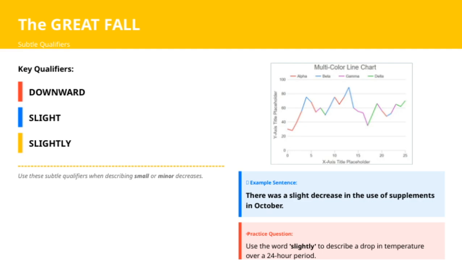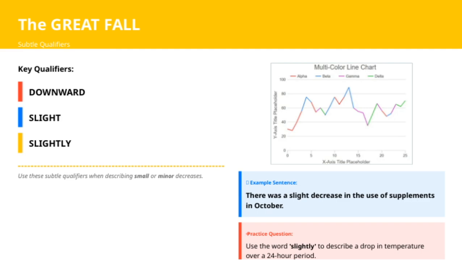On this slide, I want to highlight how we can describe small changes in data, specifically using the word slightly. When we talk about a temperature dropping over a 24-hour period, saying it decreased slightly helps convey that the change was minor but still noticeable. Similarly, in our practice question, we see that there was a slight decrease in supplement use in October. This subtle word choice is useful because it suggests the change wasn't drastic, but worth noting.